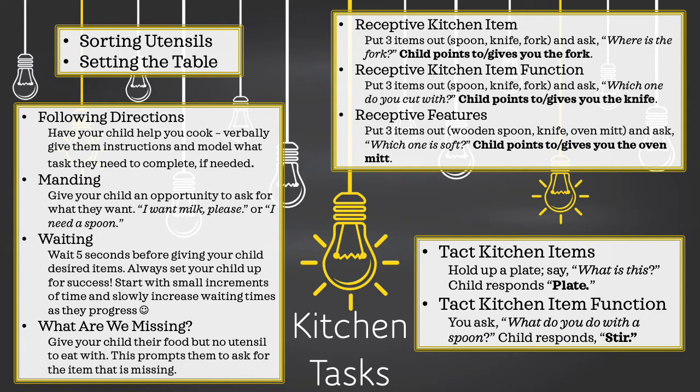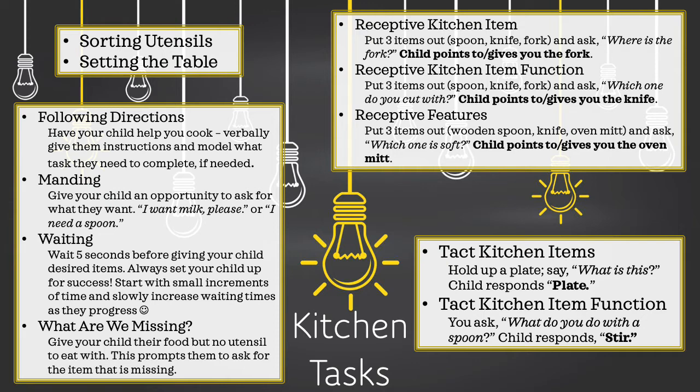You can also have your child tact items in the kitchen and their functions. Tacting simply means to label the item. For instance, when tacting a kitchen item, you would hold up a plate and say, "What is this?" Your child would respond, "Plate." The same goes for the kitchen item function. You would ask, "What do you do with a spoon?" And your child would respond, "Stir."